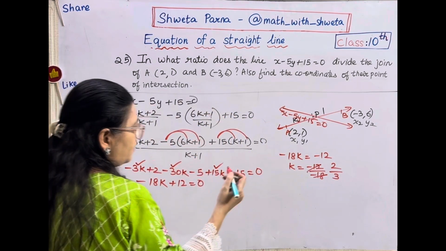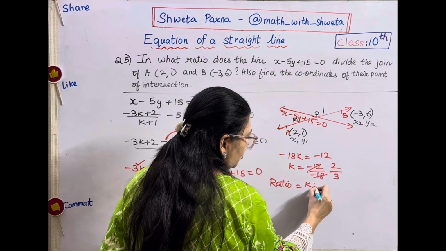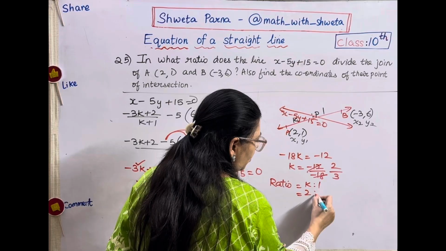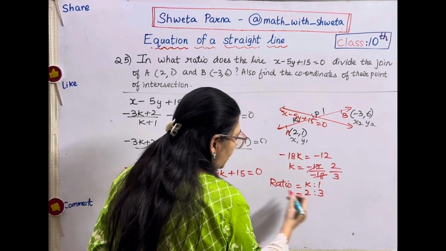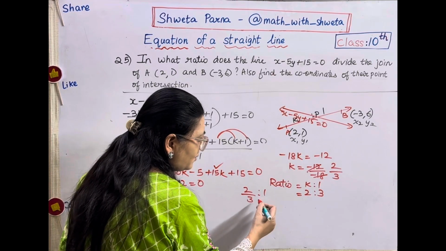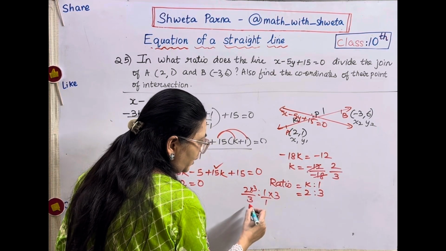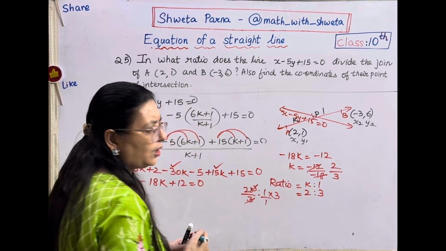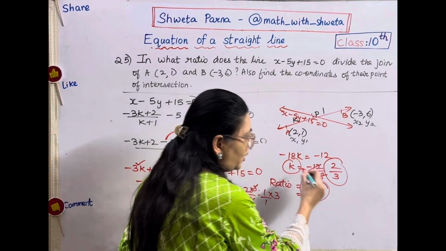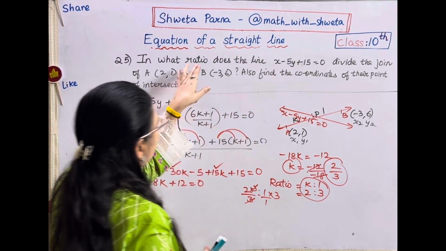So if I substitute, the ratio was k is to 1. So I can write the ratio as 2 is to 3. How? See, it is 2 upon 3 is to 1. Correct? You will take the LCM upon 1, so multiply into 3 and 3. So this will become 2 is to 3. If you are getting the k value in fraction, you can just write the ratio the same way, which is 2 is to 3. So you got the ratio.